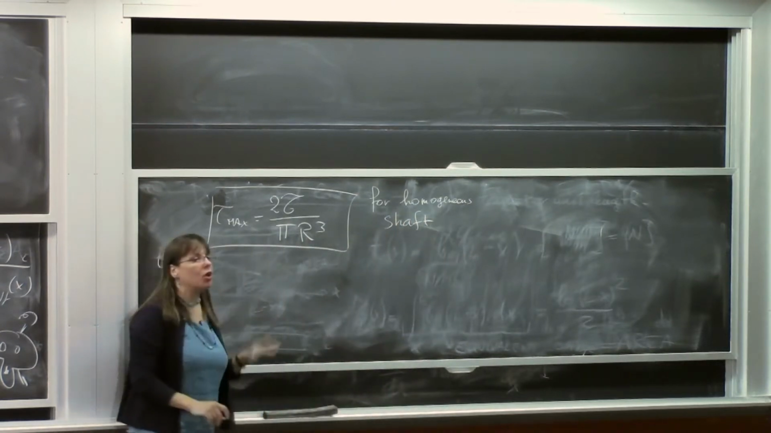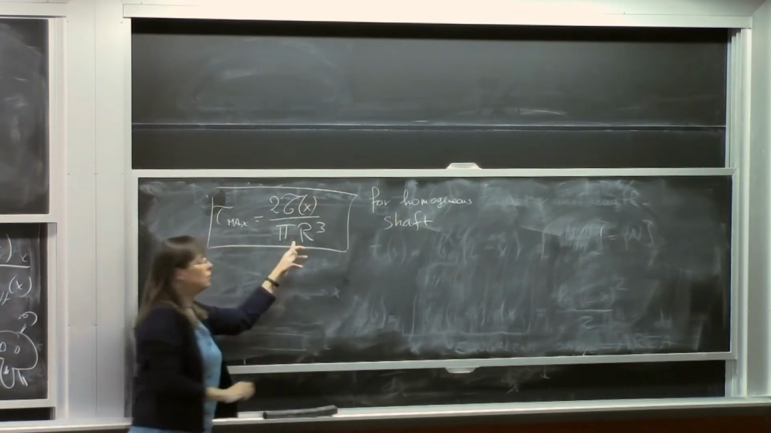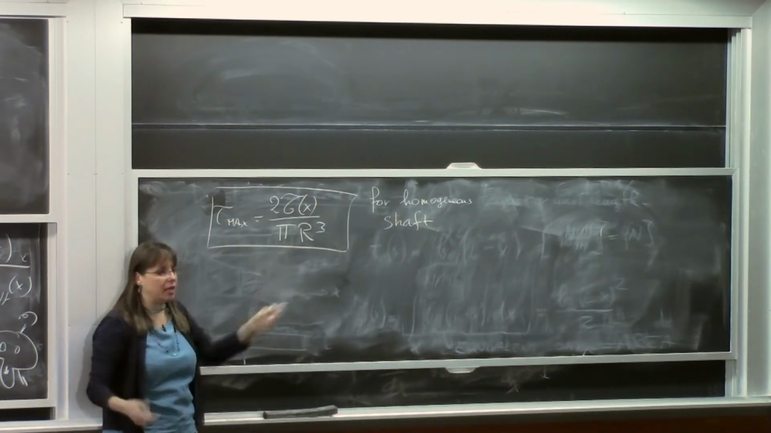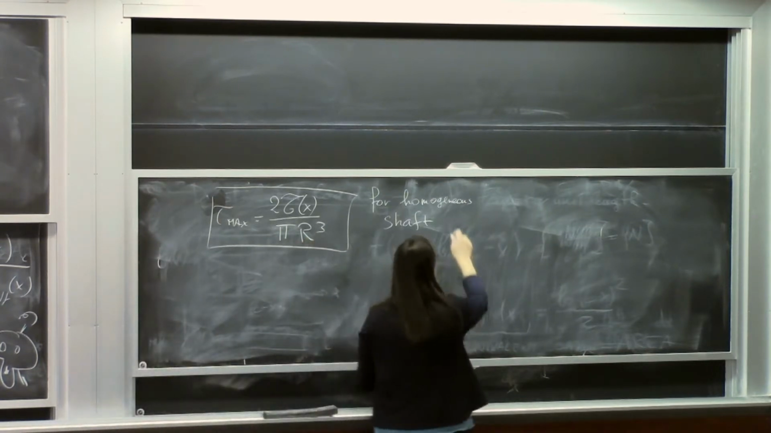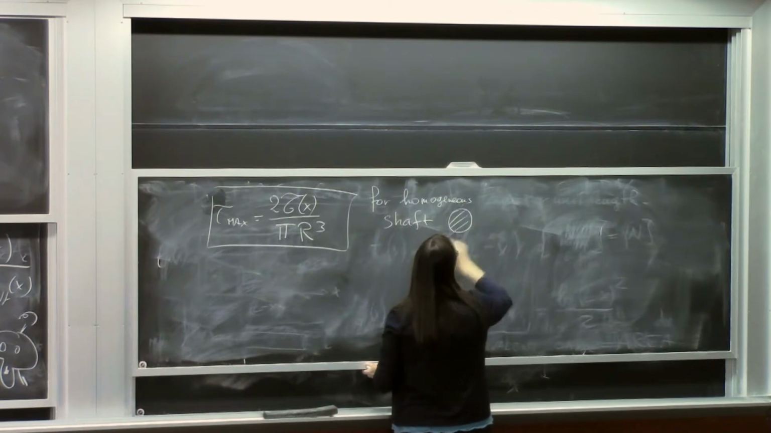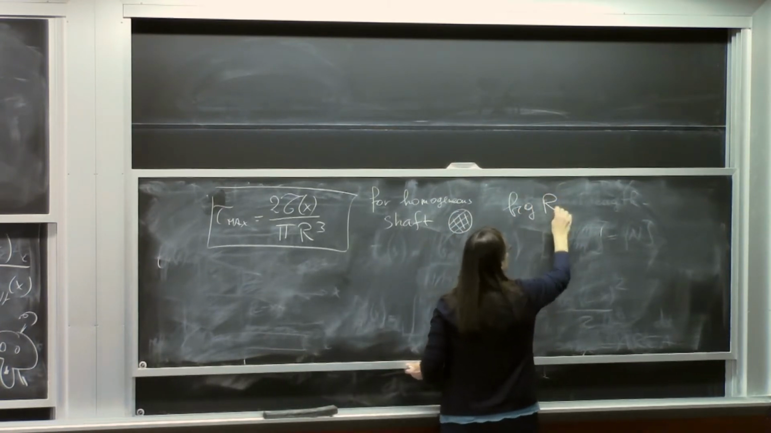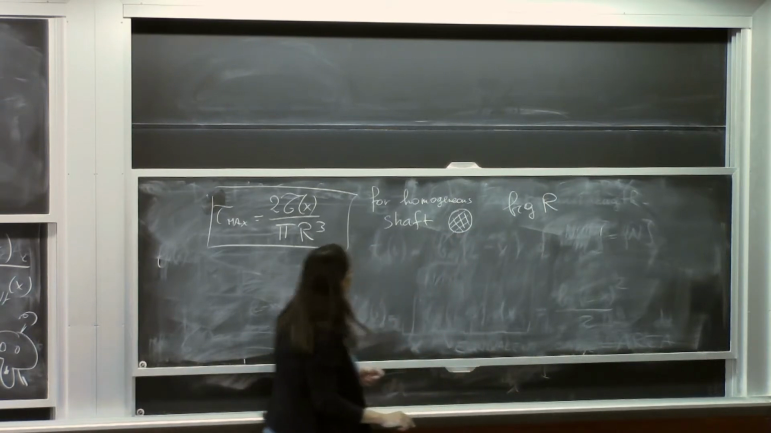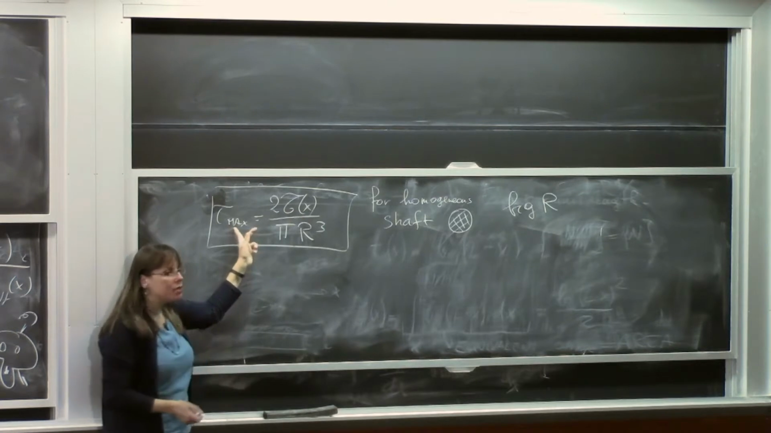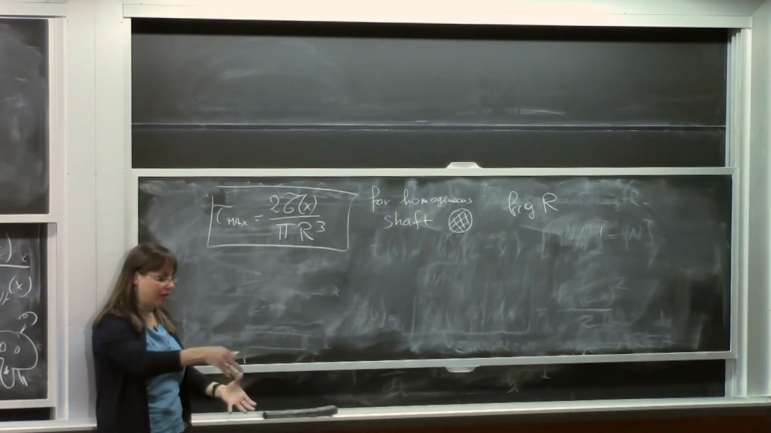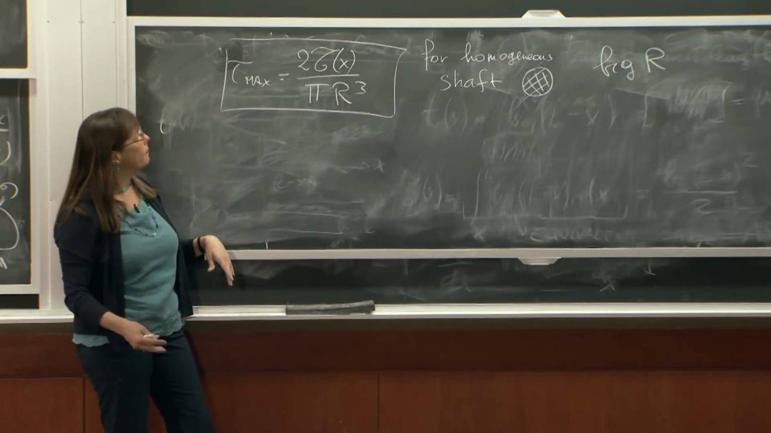So if I want a small stress given a certain torque, I want to make my radius big, right? Okay. So this is a homogeneous shaft, a solid. So I want big R. You want big R because it's in the denominator? Yeah. So given a certain torque, I want a small stress if I have a big shaft to carry that torque. You want a small stress?